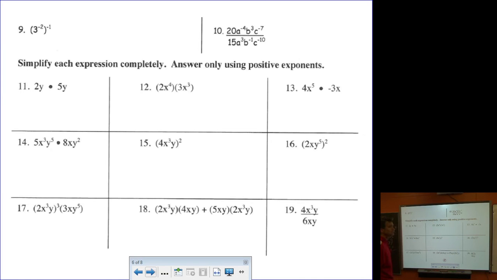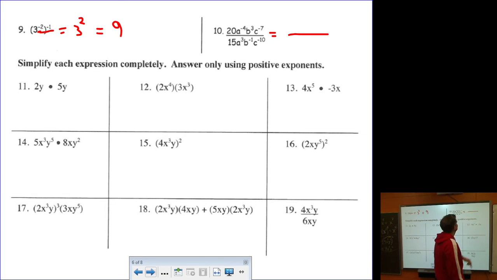Number 9, I'm going to use the power to a power rule, where I multiply. When I have an exponent raised to an exponent, I multiply them together. That would be 3 to the positive 2, because negative 2 times negative 1 is positive 2. And then 3 to the second power is, of course, 9.